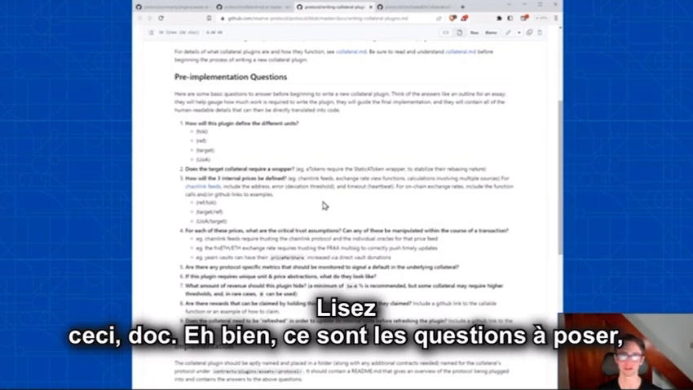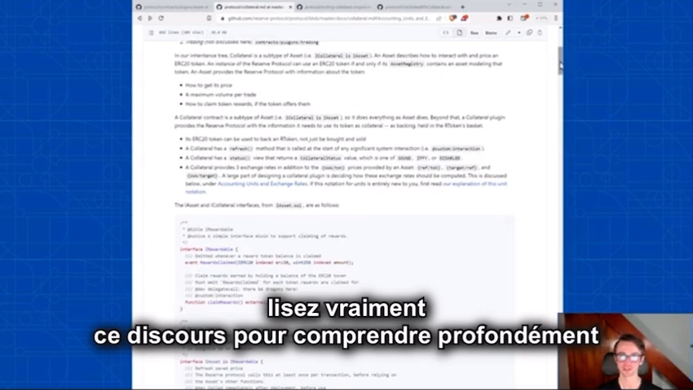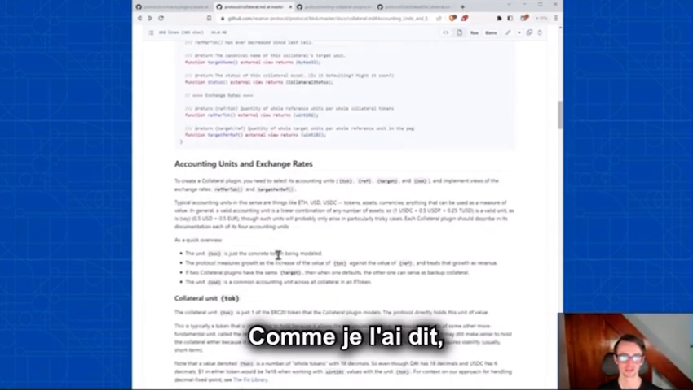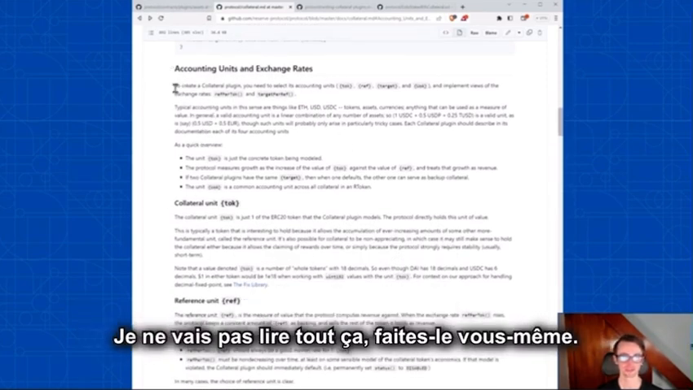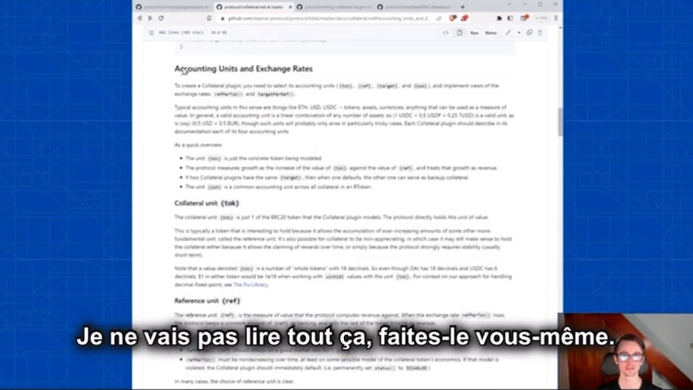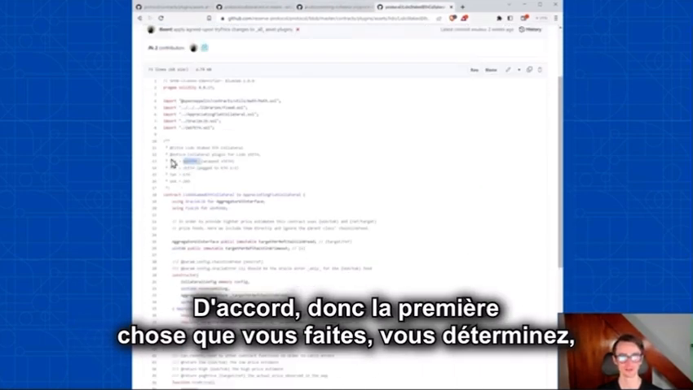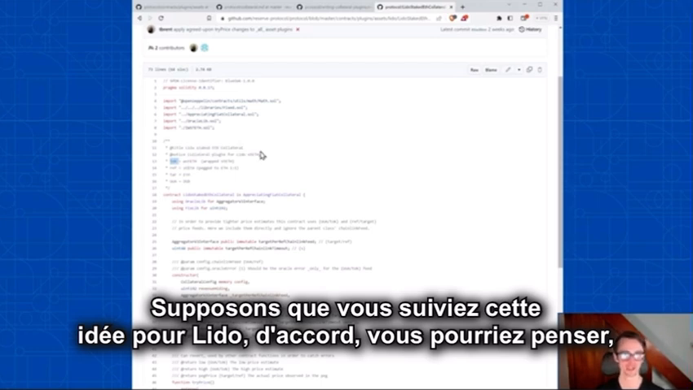Read through this doc. These are the questions to ask. Really read through this doc in order to understand deeply what is the tok and ref and target unit. Like I said, that is explained here under accounting units and exchange rates. I'm not going to read through all this. Just do it yourself. Okay, so first thing you do, you figure out what is my collateral token. Suppose you were following that train of thought for Lido.